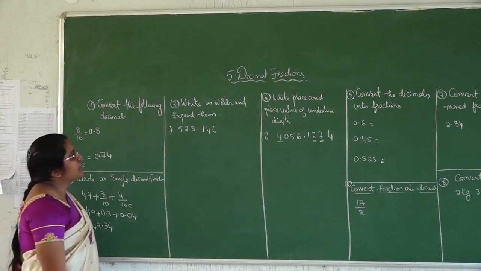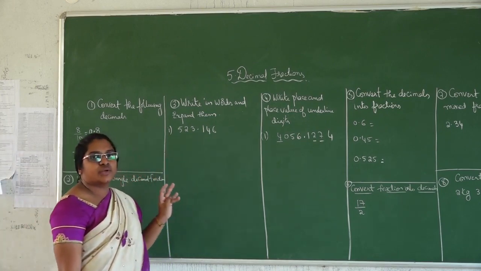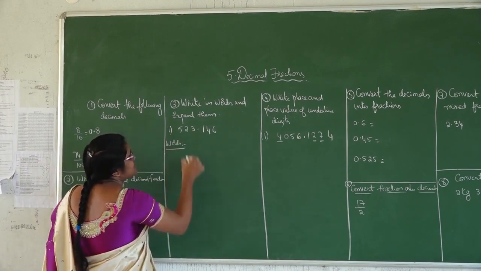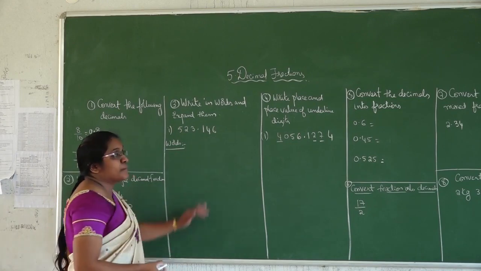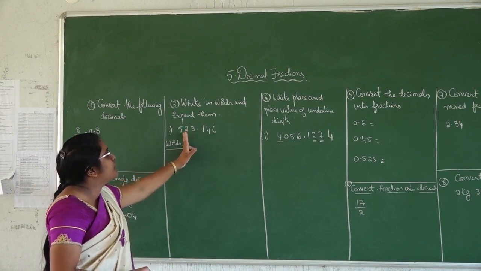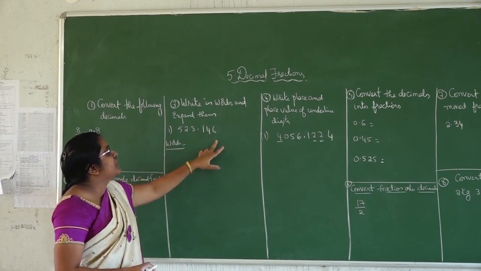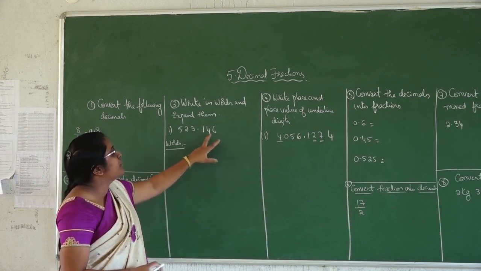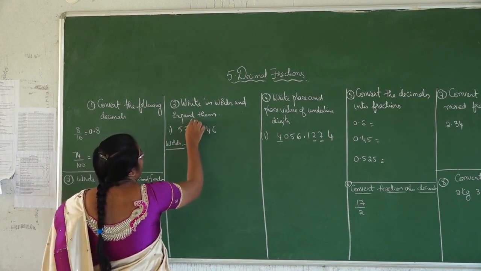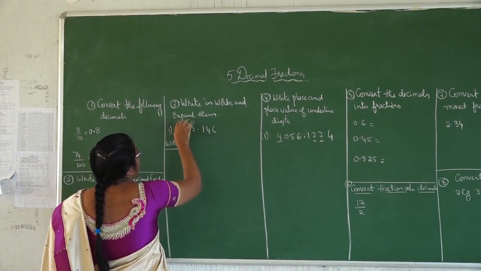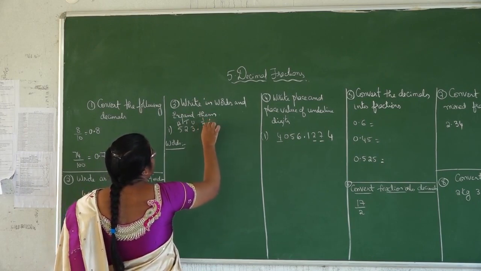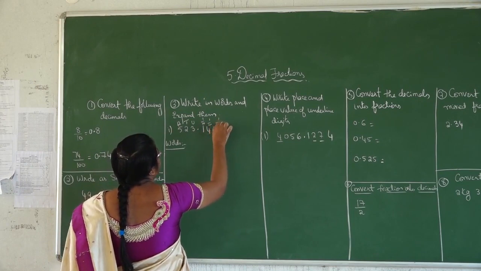Now, the third model is you have to write in words and also expand them. First, you have to write in words. To write in words, first you should write the place values. While explaining the basics, I told you that the part before the decimal is called the whole number part and the part after the decimal is called the fractional part. So the part before is the whole number part: units, tens, hundreds. Then after the decimal is the 1 by 10th part, 1 by 100th part and 1 by 1000th part.